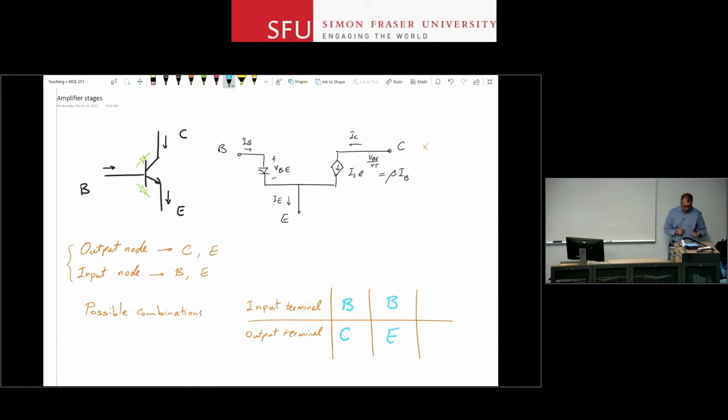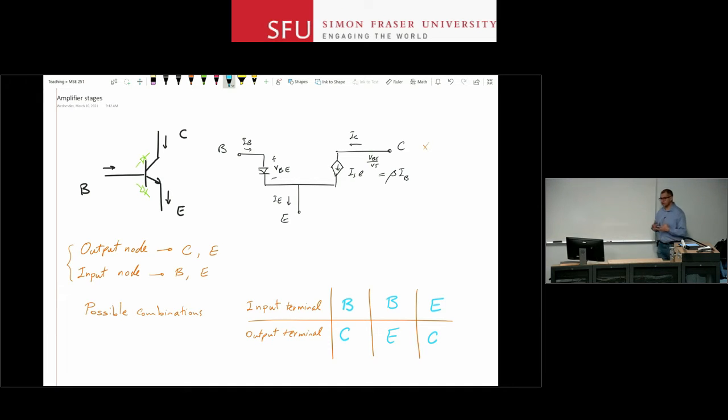Another possibility is to apply the input to the emitter, and then since you're using that node for your input, you cannot use it for the output. You only have one choice for the output, so that gives you the collector. So apply the signal to the emitter of the device and take the output from the collector. And these are the only three possible scenarios that you can have for an input-output combination if you want to add power to the signal.